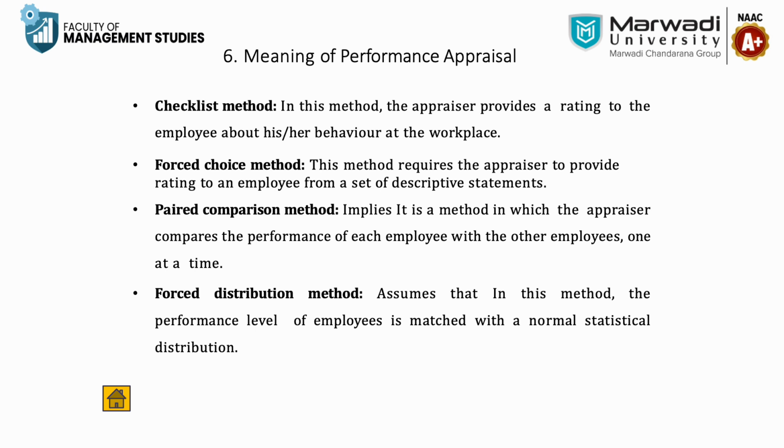Next one is the forced distribution method. This method assumes that the performance level of the employees is matched with a normal statistical distribution. So there is some kind of statistical distribution involved wherein the employees are divided into some forced categories, and the performance level of an employee is matched with the other employees. So that is called the forced distribution method.